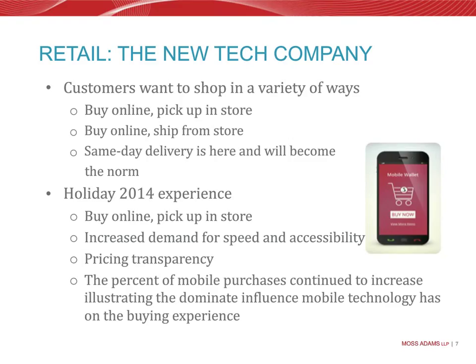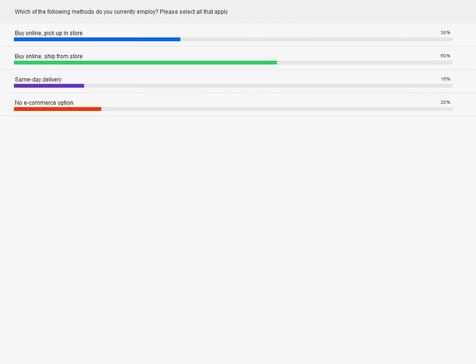And let's take a look at the results. And it looks like our results are 40% buy online, pick up in store, 62% buy online, ship from store, about 18% same day delivery, and 18% with no e-commerce option.